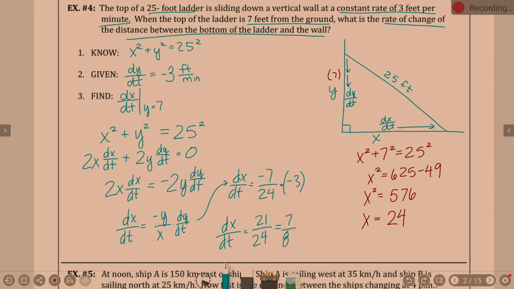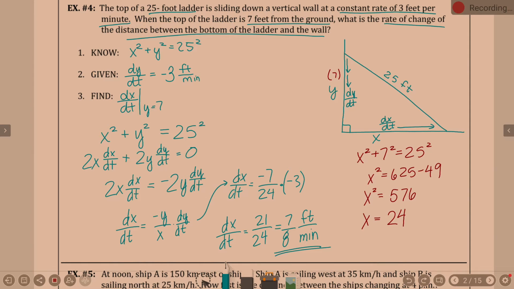What would dx dt have a label of? Feet per minute. Those are the right labels of the problem, yes, because it's the rate of change between the bottom of the ladder and the wall. Is that the answer? I'm sure there's a decimal equivalency. So be aware for that situation where you have to work extra pieces to find something. It happens.